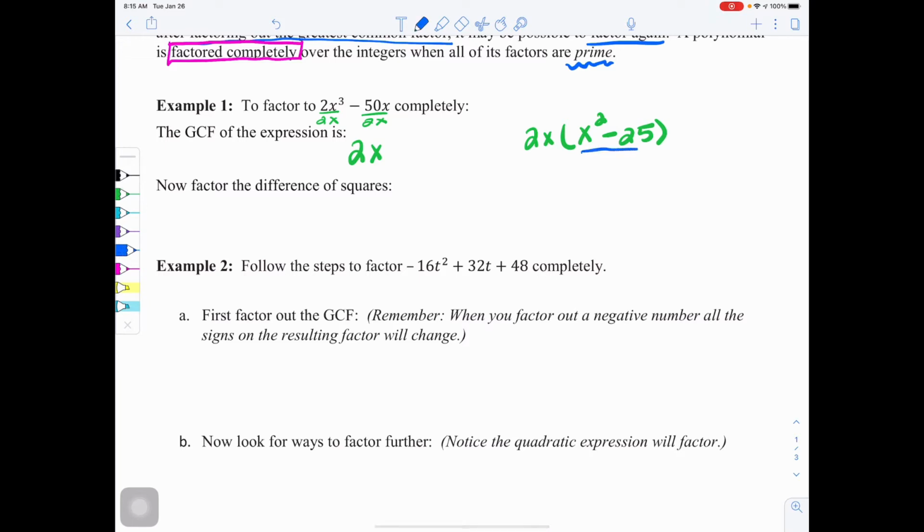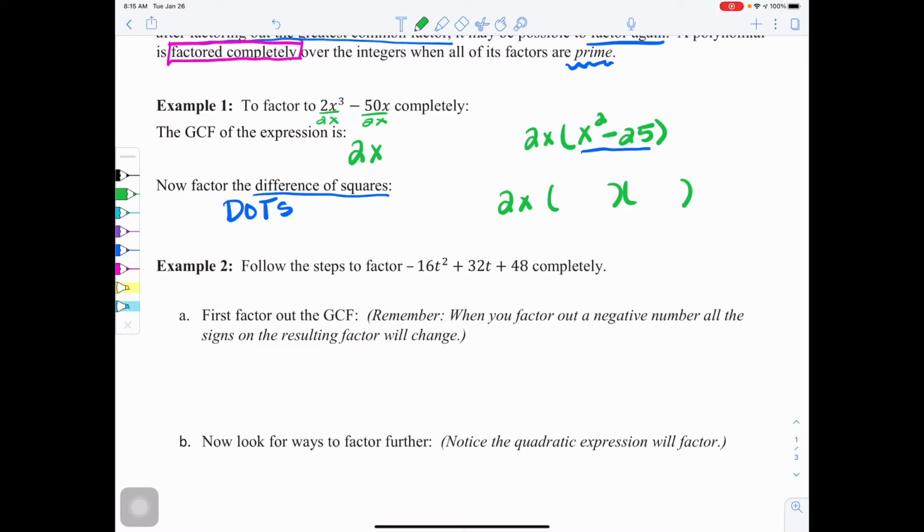Inside of the parentheses, I have a difference of squares. Remember, difference of two perfect squares. So I need to now factor that part down again. I'm going to keep the 2x, but then I'm going to take my x squared minus 25. We know it's going to factor into two binomials.